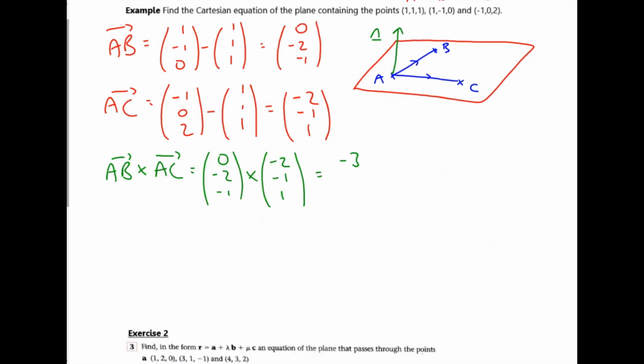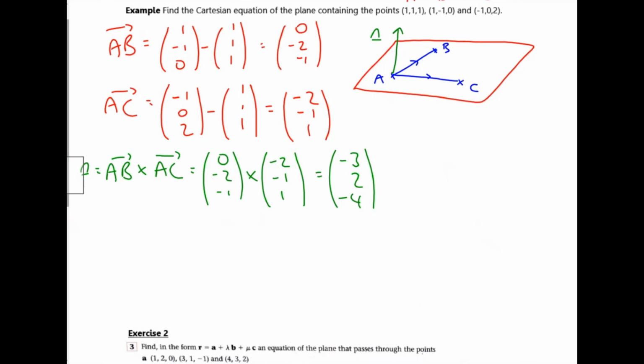Sub these into the cross product formula. So 3, 2, -4. That's the normal vector to the plane. We've now got a normal vector, and we can pick one of the points that it goes through. Any of them is fine. I'm just going to use A.